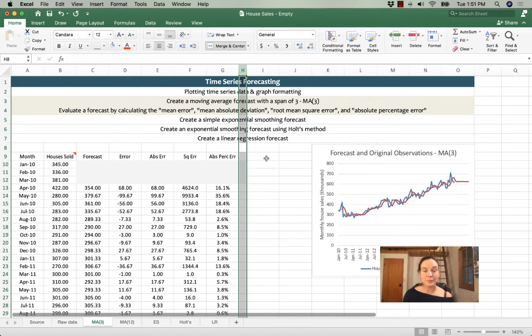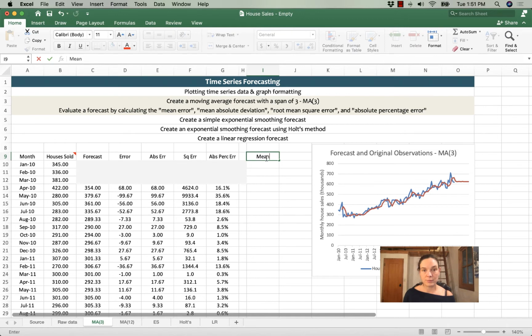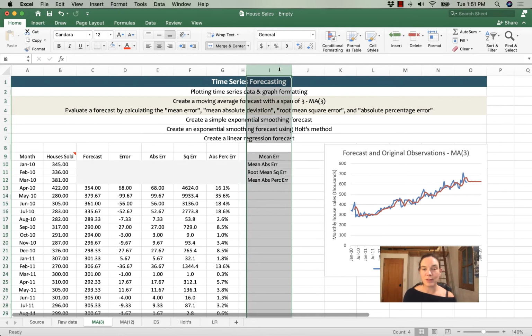I'm going to calculate the mean error, M-E-A-N-E-R-R. This number is not calculated in the textbook, but I find it very useful. We're going to calculate the mean absolute error. Then we're going to calculate the root mean squared error. And then we're going to calculate the mean absolute percentage error. You'll find these, if you're a student in my class, in your textbook in the example of the moving average forecast.